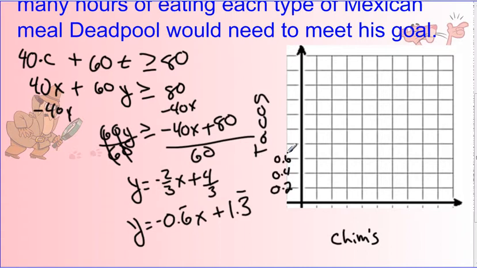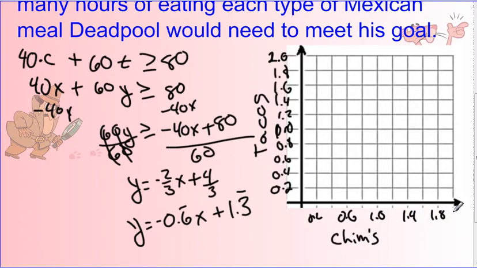0.2, 0.4, 0.6, 0.8, 1.0, 1.2, 1.4, 1.6, 1.8. I can count. There we go. 2, 4, 6, 8, 10, 12, 14, 16, 18, 20. Yep, all right. So the y-intercept is 1.33333, which is right around there. Close enough for government work.